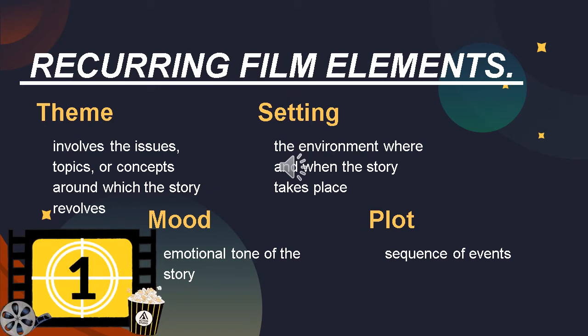So mood. This is the emotional tone of the story. Ang mood ba ng film na ito ay masaya? Ang mood ba ng film na ito ay paghinagpis or pagkatuwa? Next one is the plot. This is the sequence of events. Dito napapasok yung pagkakasunod-sunod ng events. Ano ba ang takbo ng istorya? Una, ito ang mangyayari. Pangalawa, pangatlo, at ang pangwakas.